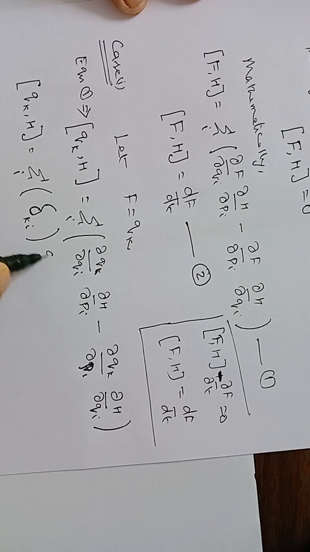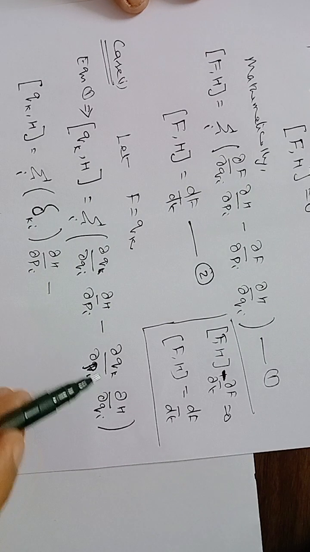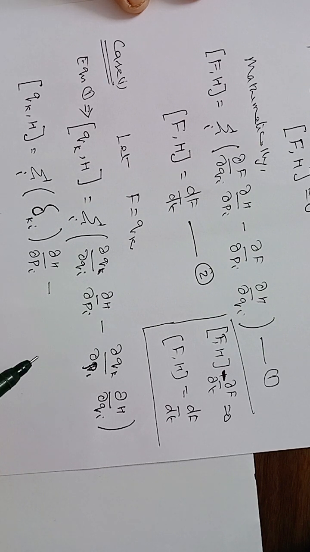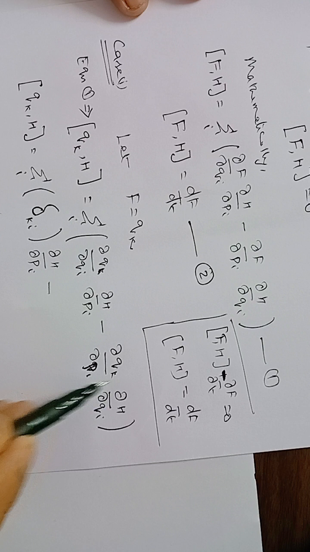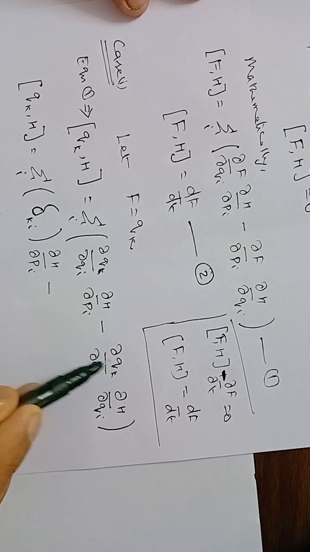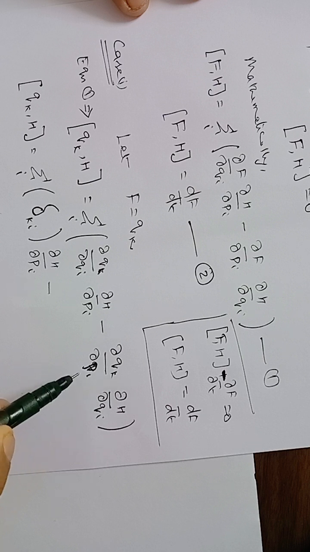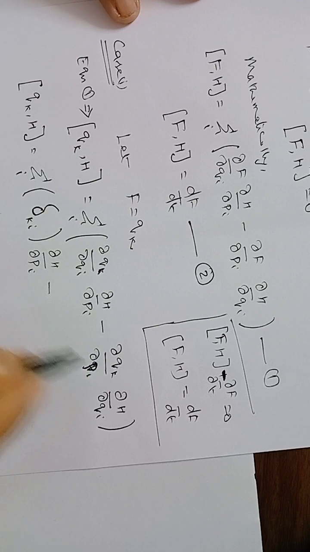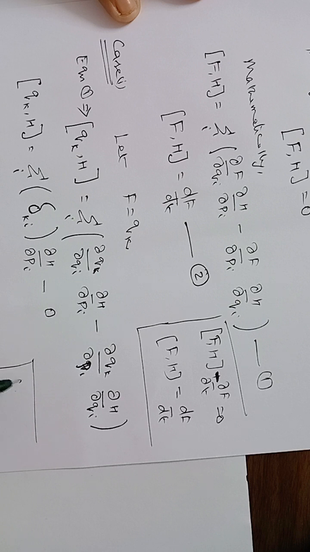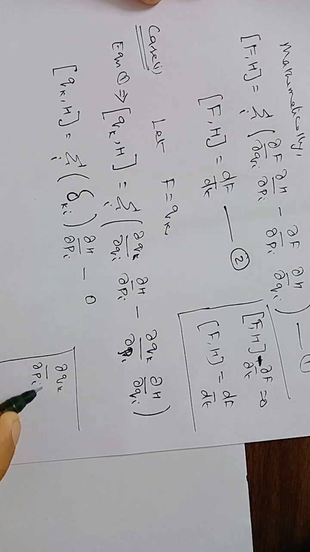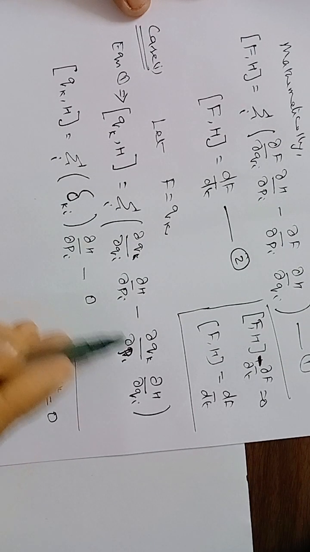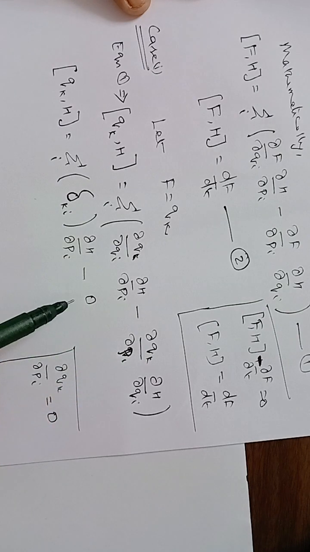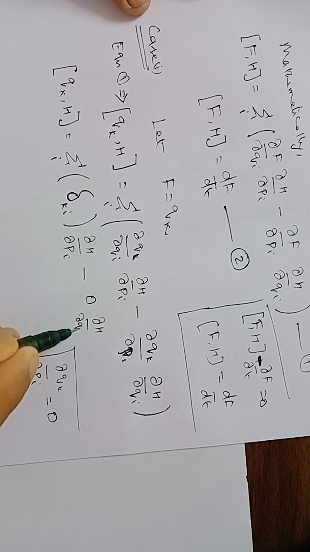Delta, this term is like that only, ∂h/∂pi minus... Here ∂qk and ∂pi, this is the position variable and this is the momentum variable. There is no relationship between this position variable and this momentum variable. Therefore, these both are independent of each other, so this term becomes 0. That is, when qk and pi are independent of each other, the differentiation becomes 0. Therefore, ∂qk/∂pi becomes 0 times ∂h/∂qi. Understand?